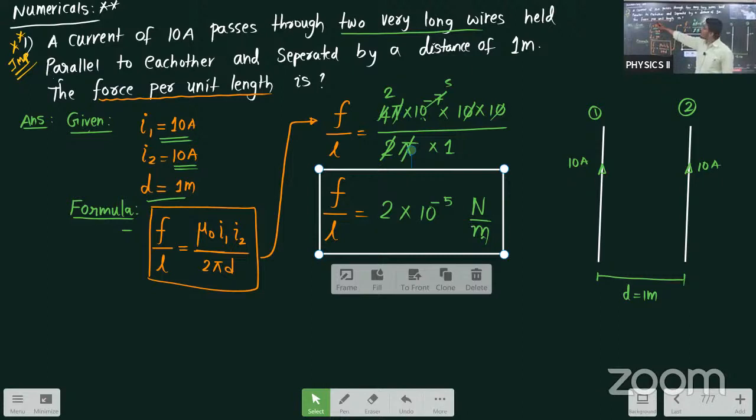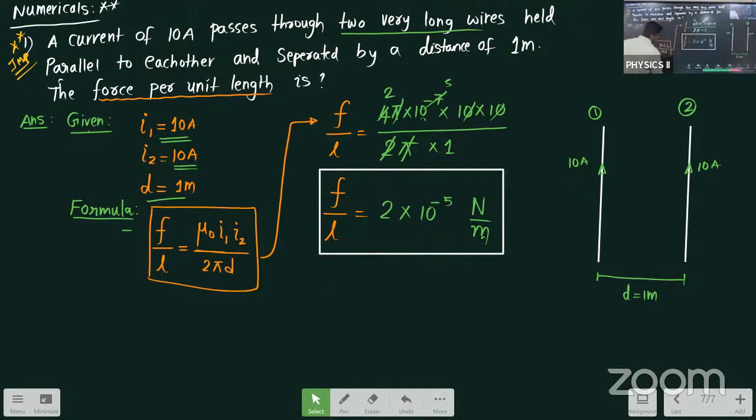He is asking you to calculate the force per unit length. And what is the formula for force per unit length? F by L is equal to mu naught I1 I2 divided by 2 pi d. So if you substitute all these values, we get the final answer. I hope you understood this.